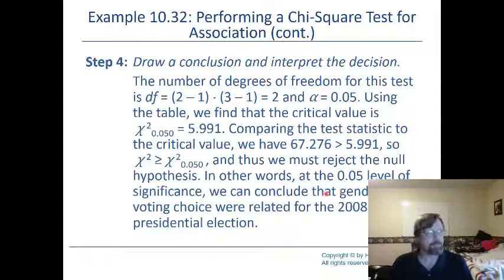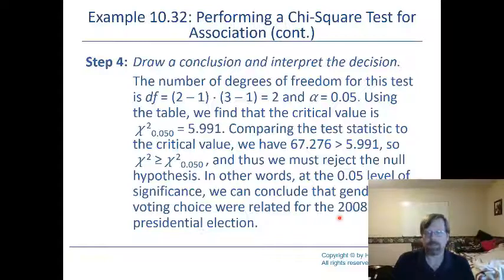Note that this is for the 2008 election only. We can't necessarily generalize this to all elections. We can't generalize it to say which way any specific gender leaned. It's just that there is a relationship for that election. Anything beyond that needs further analysis.